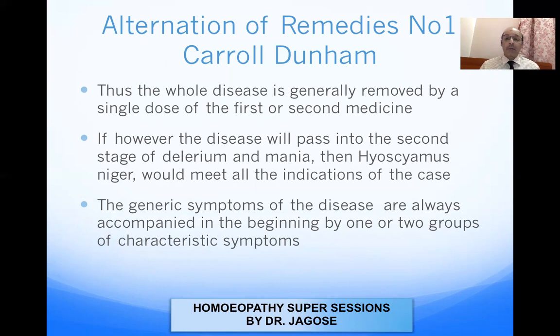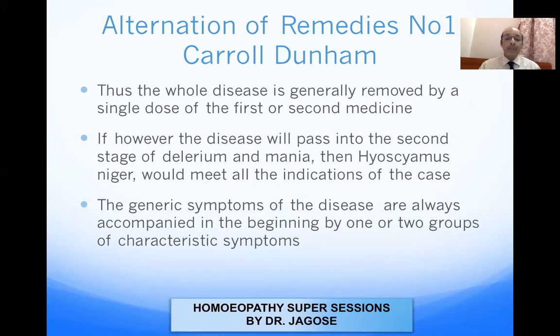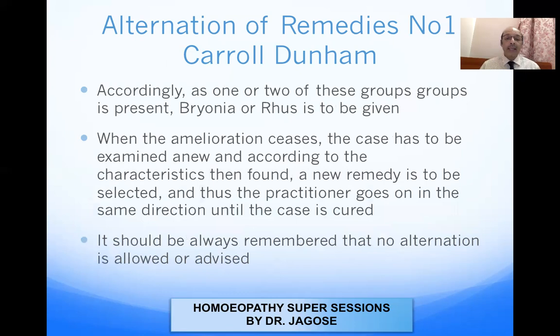So he also states that if the disease goes into the second stage, wherein the symptoms are of delirium and mania, then Dr. Hahnemann said Hyoscyamus niger would also be useful. The generic symptoms of the disease are always accompanied at the beginning by one or two groups of the characteristic symptoms. Accordingly, as one or two of these groups is present, Bryonia or Rhus tox is given. So according to symptom similarity, whichever generic symptoms of that group are present, that remedy is given.